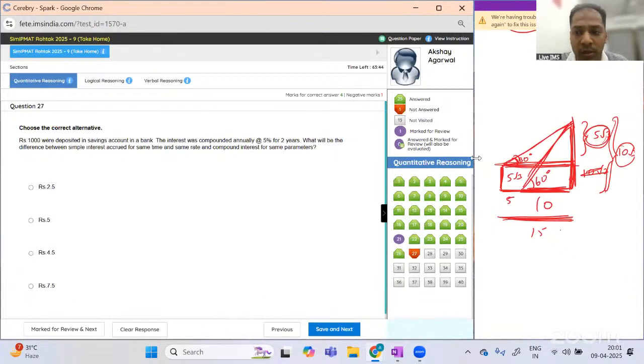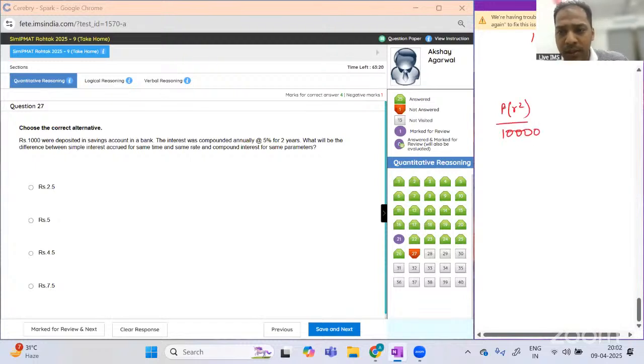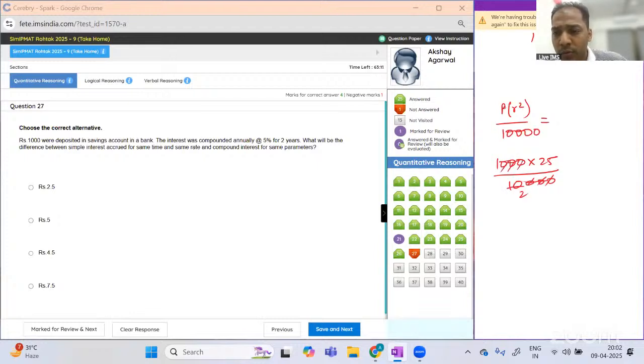$1,000 was deposited in a savings bank account. The interest was compounded annually at 5% per annum for 2 years. What would be the difference between simple interest accrued for the same time and compounded interest for the same parameters? That's P into R squared by 10,000, the direct formula for the difference. So 1,000 into 25 by 10,000, which is 5 times 5 by 2 rupees. 2.5 will be the difference between SI and CI.